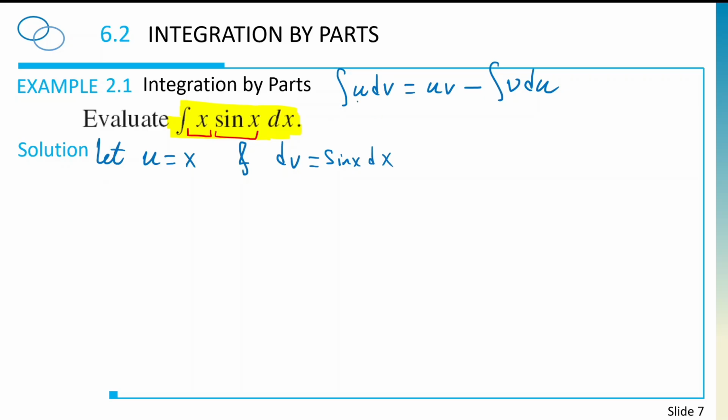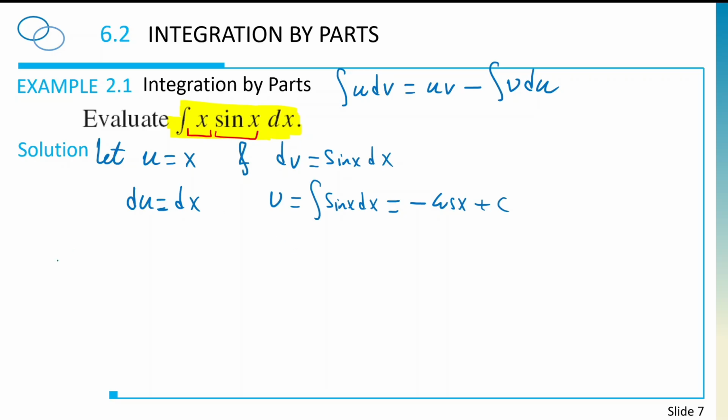Now remember, what do we need? We need du. How do I get du? It's the derivative of u, so du is equal to dx. And from dv, how do I get v? It's the integration of dv. So it's the integration of sine of x dx, which we know equals negative cosine of x. No need to worry about the constant here.